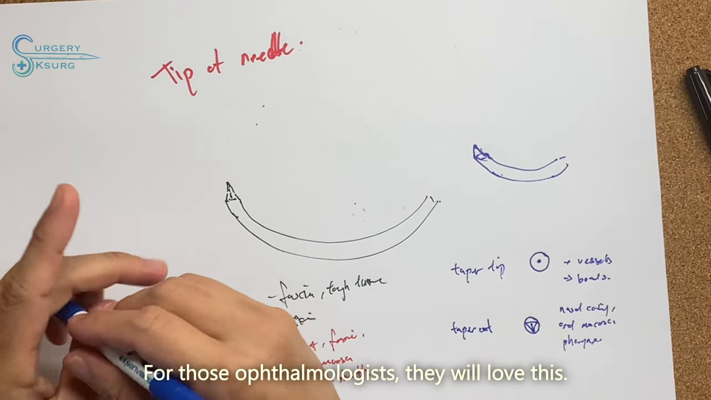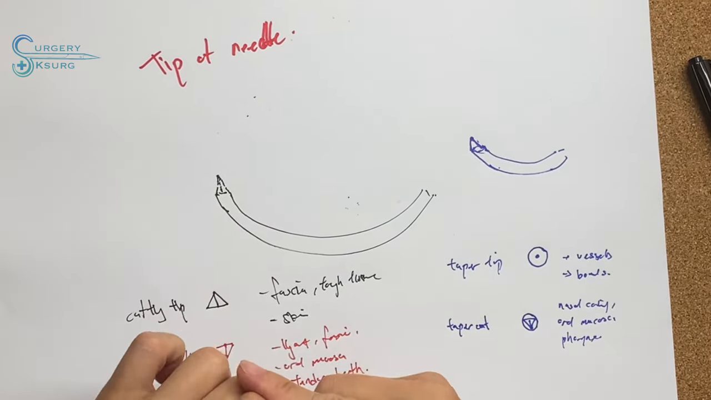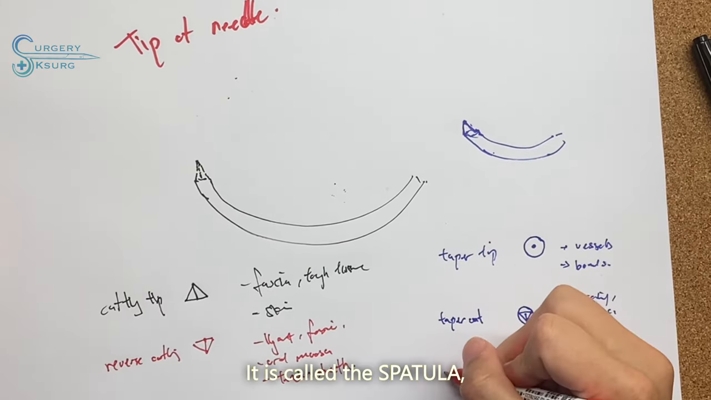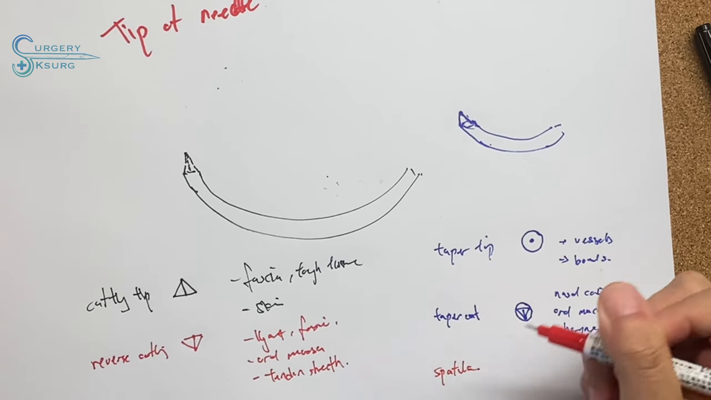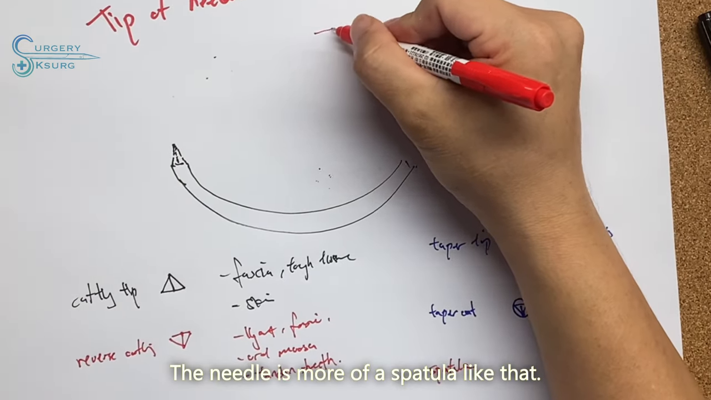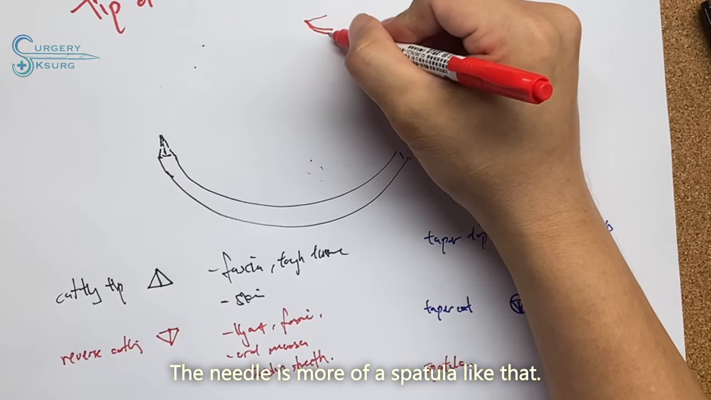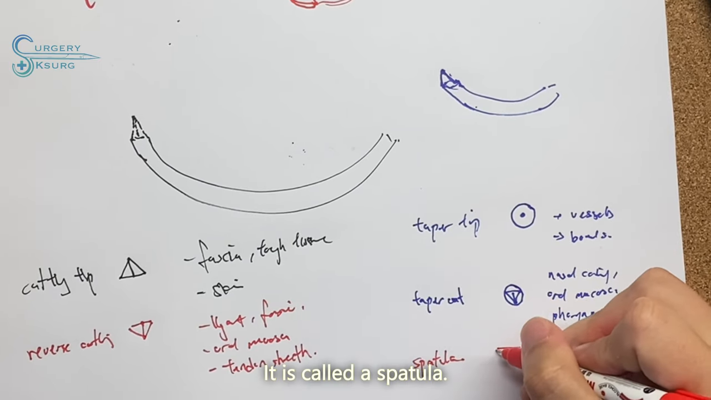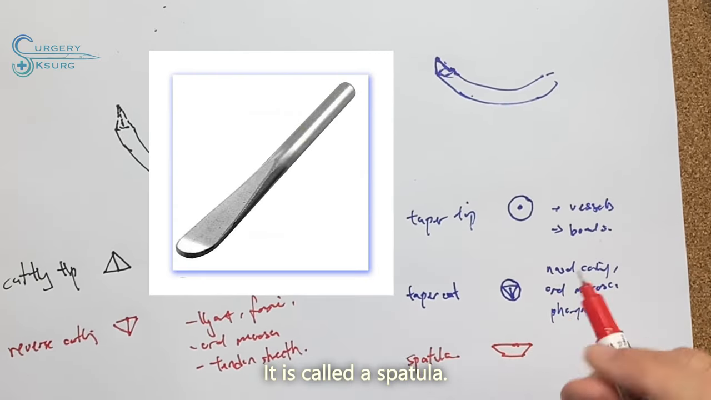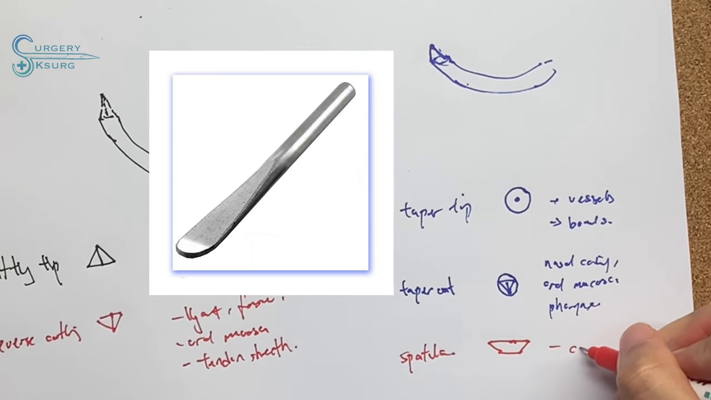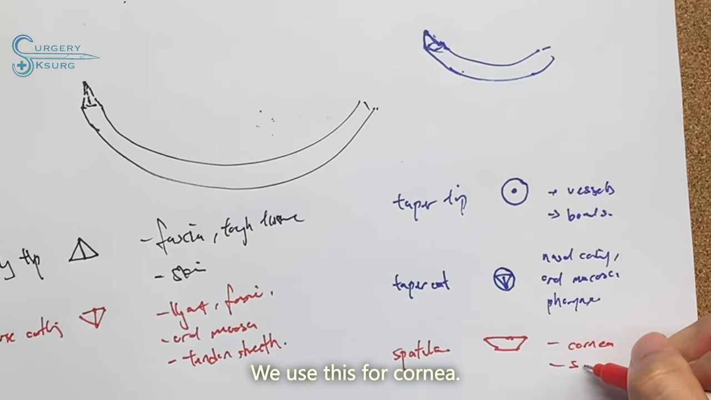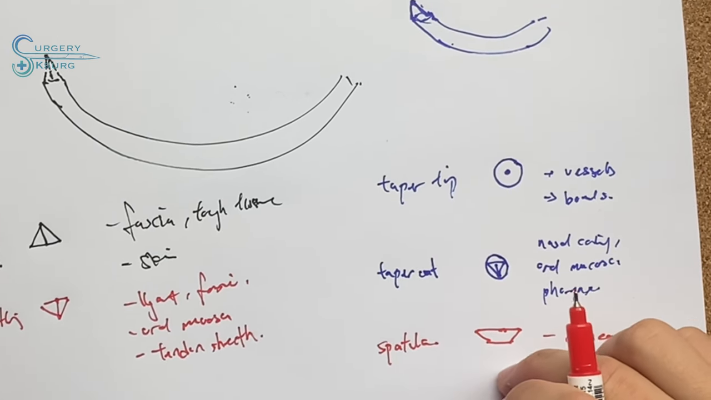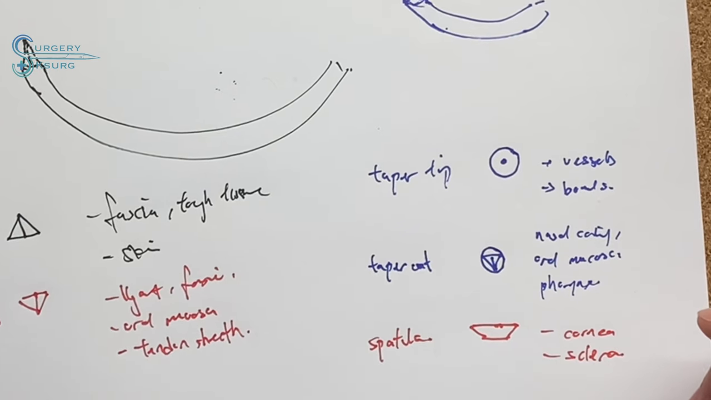For those ophthalmologists, they will love this. They will love to use this tip of the needle that is called a spatula. So the needle is more of a spatula like that. It's actually flat. This is called a spatula, and the symbol is like this. We use this for the cornea, we use this for the sclera. So this is another type of needle tip.